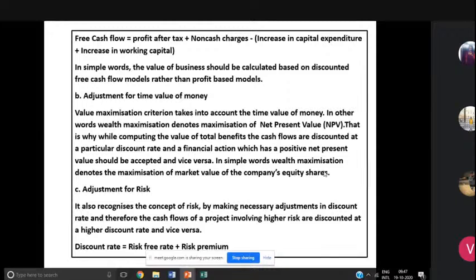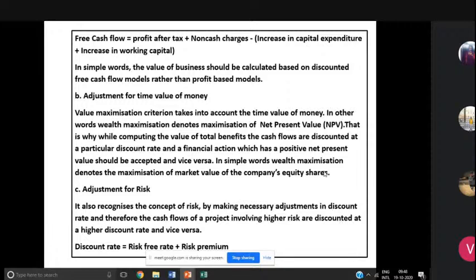Therefore, from today, if someone asks you, what should be the equation for discount rate, you will say it has two components. First component is the risk-free rate, and second component is the risk premium. If the risk premium of a particular project is higher, you will have to use a higher discount rate in order to calculate the NPV of that particular project.